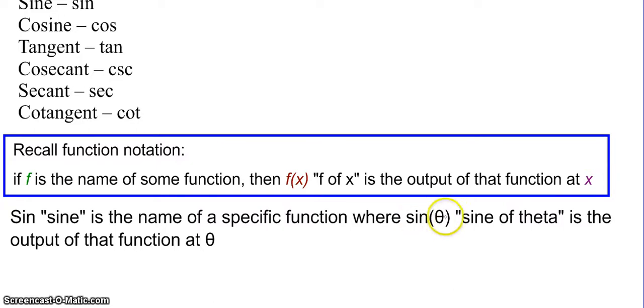You need to have sine of an angle. So this is not sine times the angle, it's sine of the angle, just like this is f of x, because it is a function with respect to x. This is a function sine with respect to theta. This is a function f with respect to x. It's very important that we understand that, the function notation.